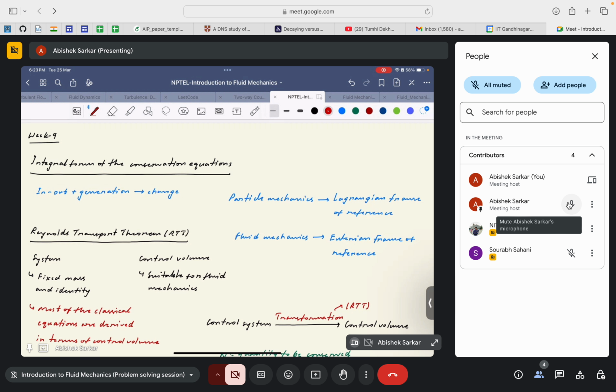One of the students asked me about the Reynolds transport theorem in the previous classes, so I asked him to wait for today's session so that we could elaborately discuss the Reynolds transport theorem and see how we can apply it to the control system, the equations that were initially derived for the control system approach, and see how we can derive the respective equation for the control volume approach.